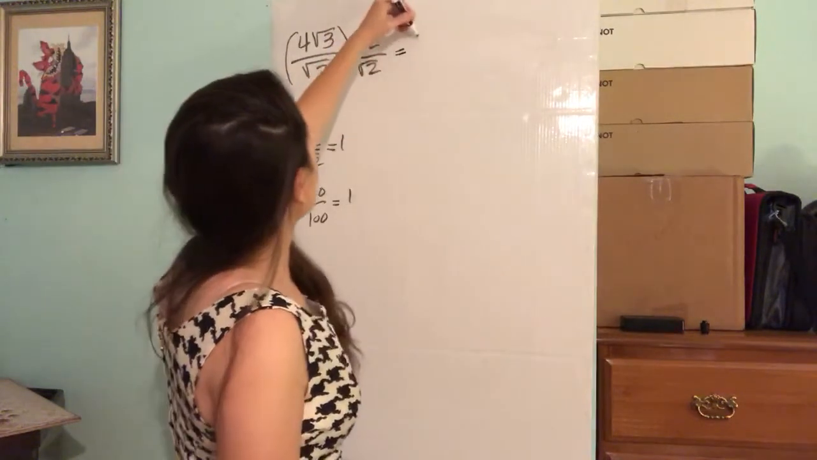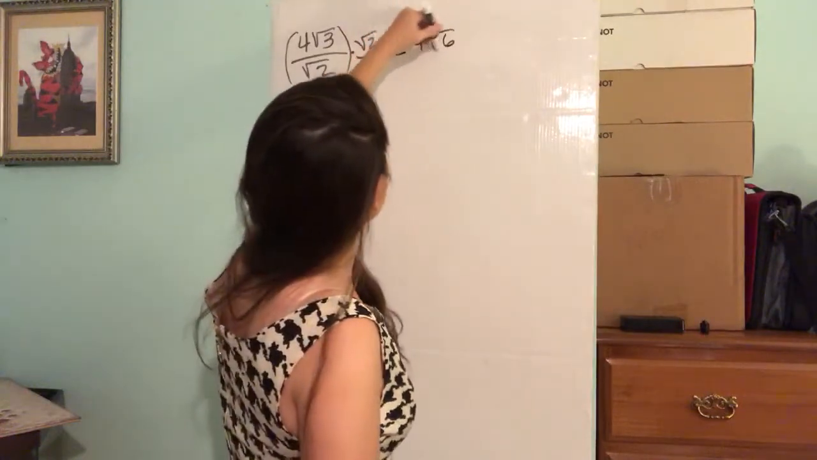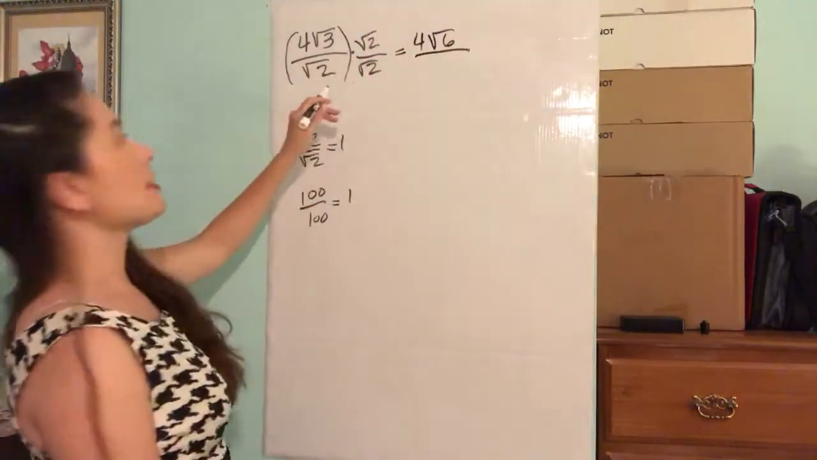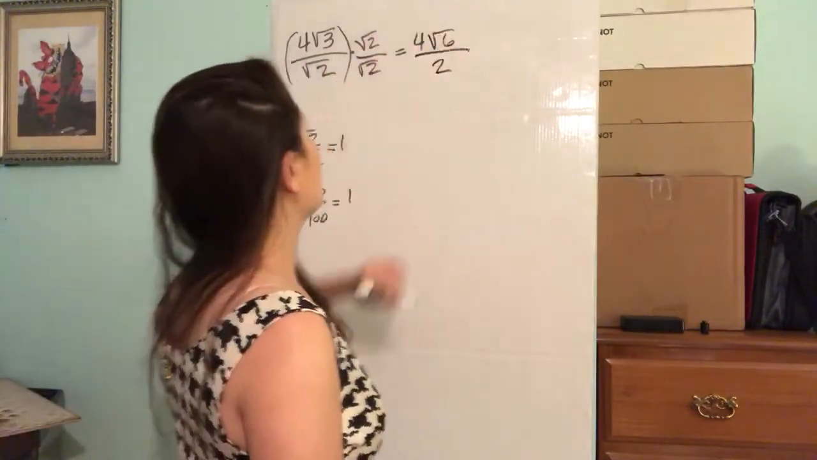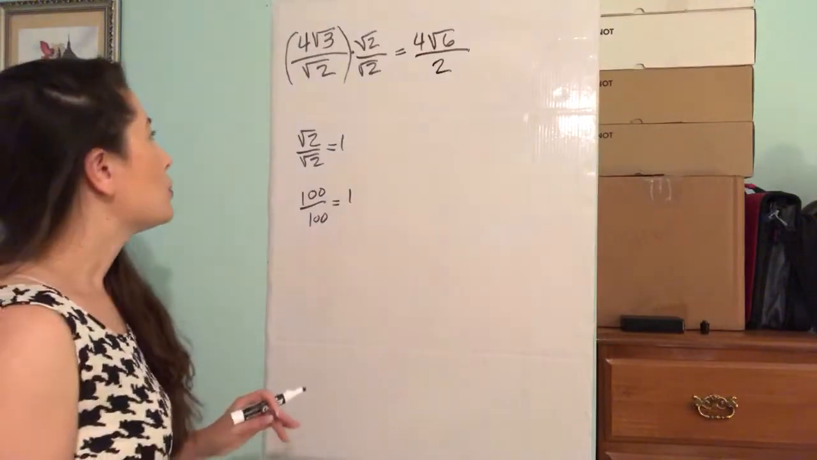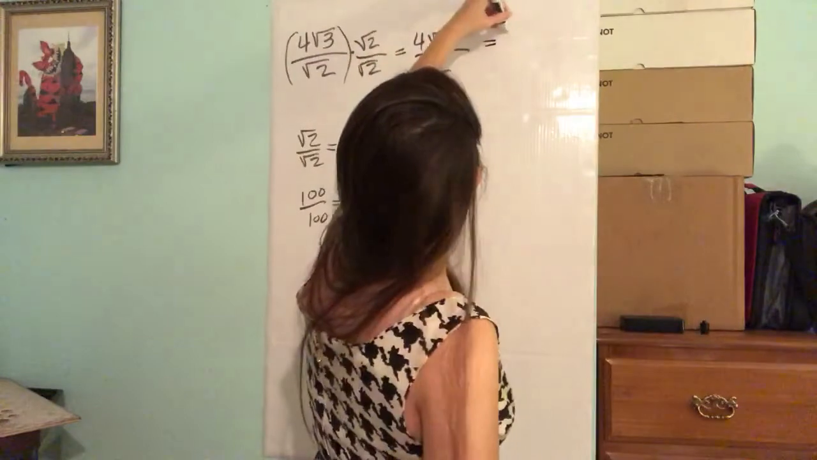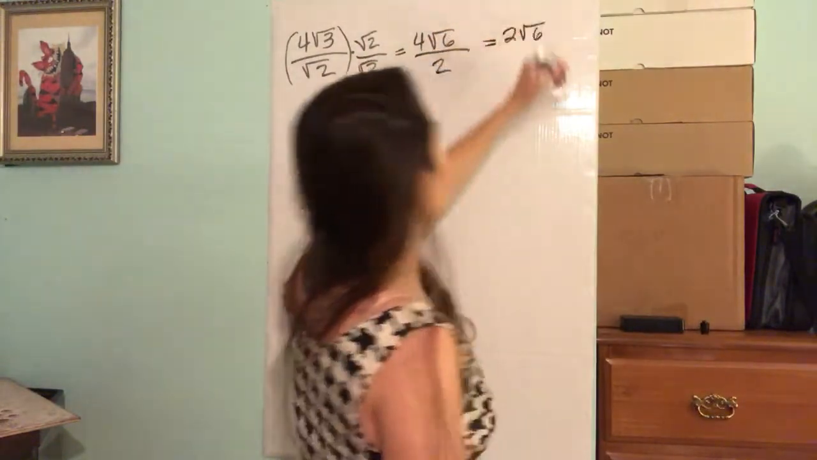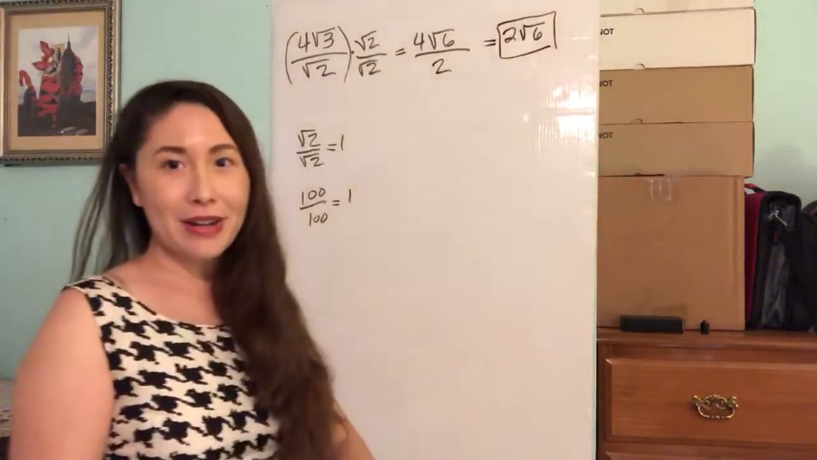Okay, so 4 times square root of 3 times square root of 2, that's going to be square root of 6. And square root of 2 times square root of 2, that's just going to be 2, right? Okay. Now, can we simplify it further? Well, I know that 4 can be divided by 2, so that will give us 2 times square root of 6. Okay? Should we try another one?